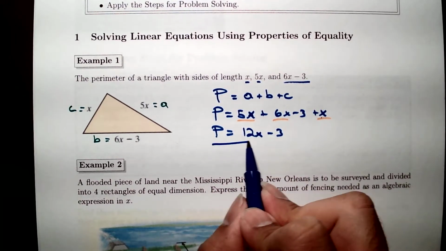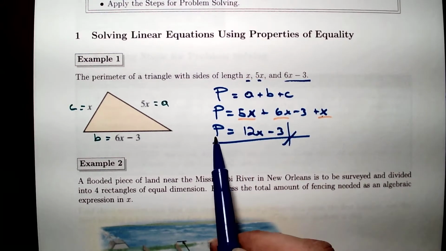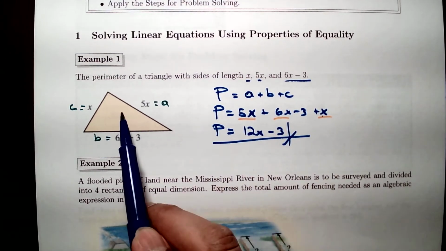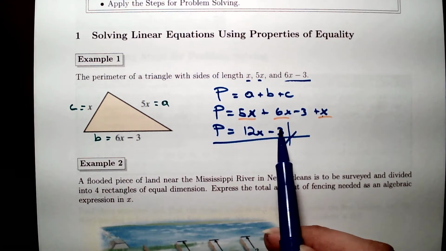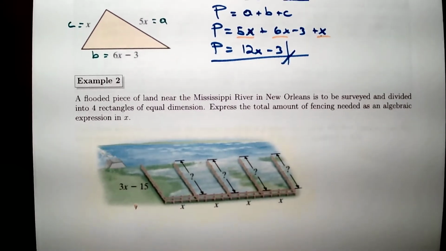In this case, they are not asking us to solve anything. They just ask to find the perimeter of this triangle in terms of the variable x. All right. Very similar situation in example 2.